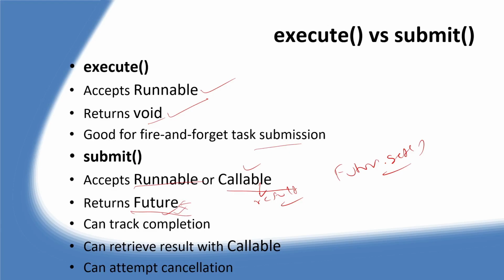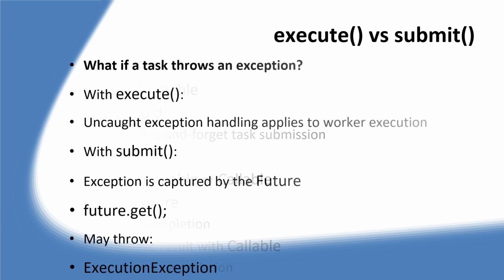That is useful to know. Now we will see the exception. There is an important difference in how task failures are observed. If a task submitted using execute throws an unchecked exception, that exception escapes the task. It is handled as an uncaught exception on the executing worker thread.